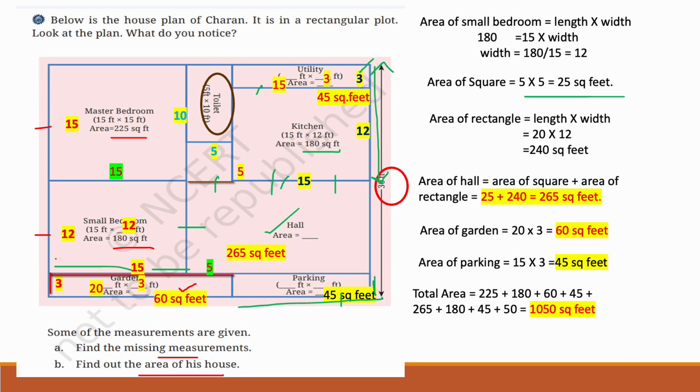Then, total area is equal to 225, that is master bedroom area, plus 180, that is small bedroom area, plus 60 garden area, plus 45 parking area, plus 265, that is area of hall, plus 45 utility area. Then plus 180, that is kitchen area. Then plus toilet area, that is 50. So total 1050 square feet.